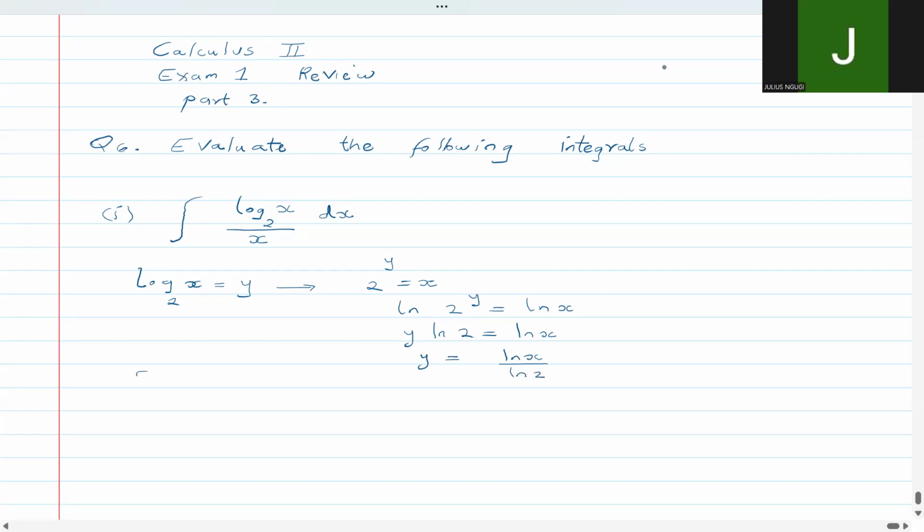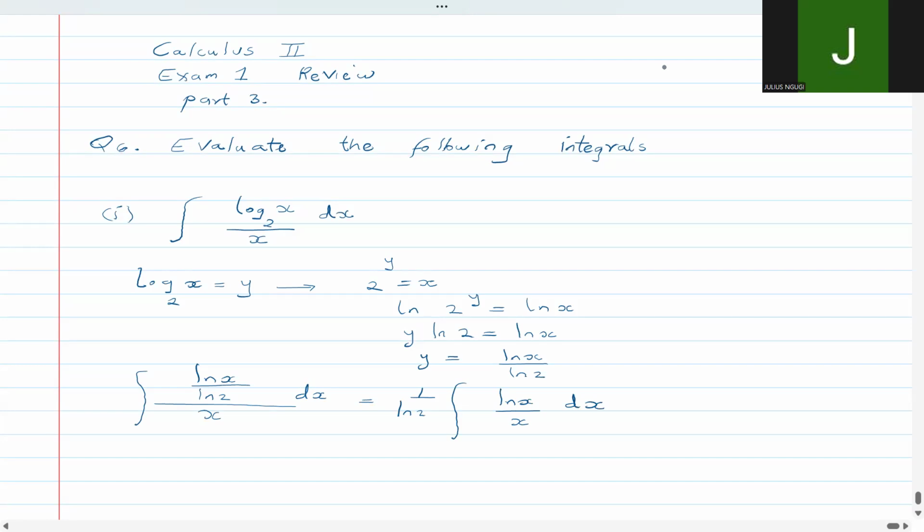So we go back to the integral. We have the integral of natural log of x divided by natural log of 2, that's a numerator, divided by x with respect to x. So 1 over natural log of 2 is a constant, so it can be factored out. And then you integrate natural log of x divided by x with respect to x.